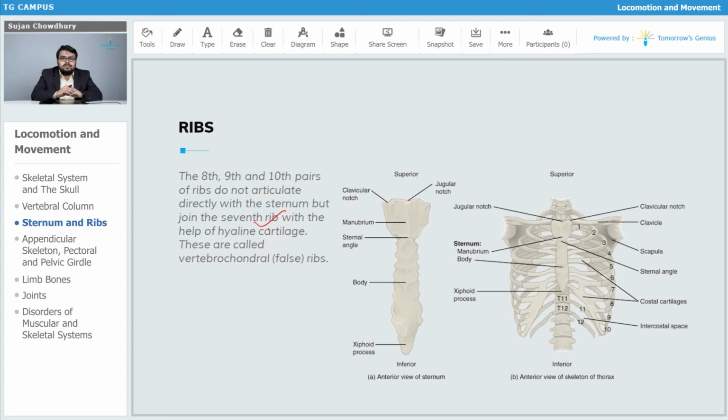In females, we observe sternal breathing. Yes, this is possible because of the 8th, 9th and 10th pair of ribs, which are articulated with the breastbone by means of hyaline cartilage and do not show bony articulation, which would have reduced the flexibility otherwise. So these are called the vertebrochondral or false ribs.